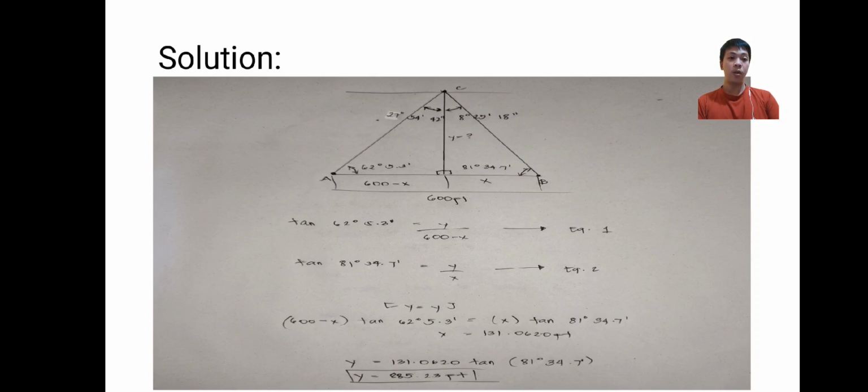So we need to find the value of y. So y is equal to 131.0620, which is the value of x, times tan 81 degrees 34.7 minutes. So the final answer is y is equal to 885.23 feet.